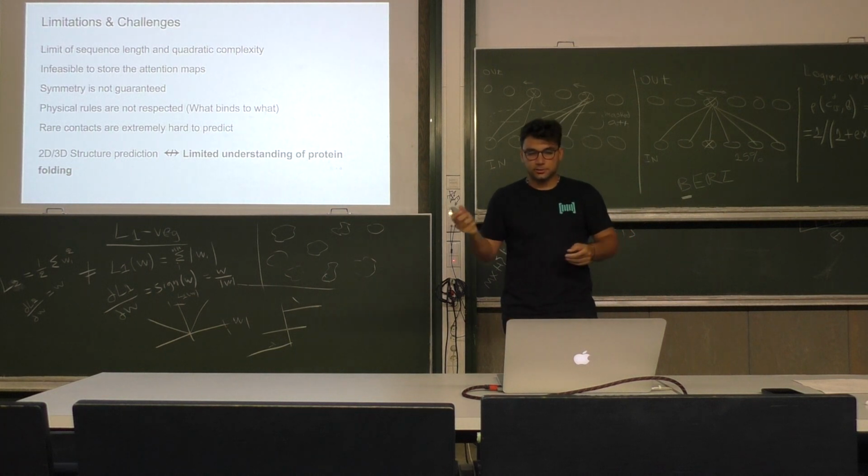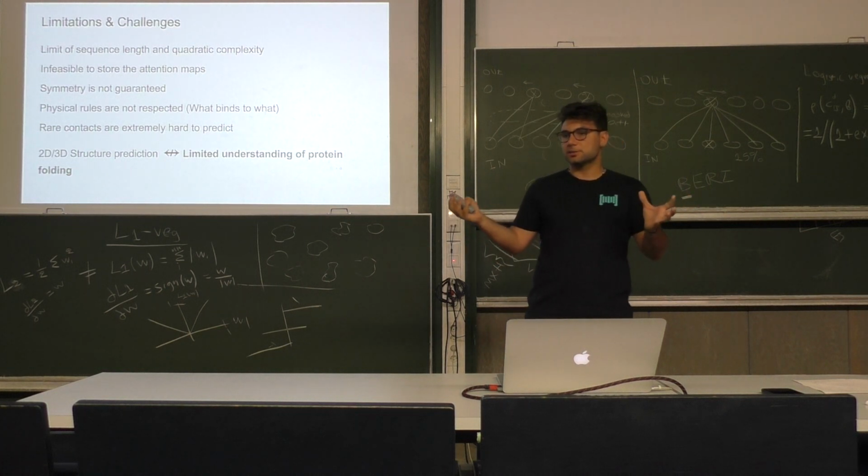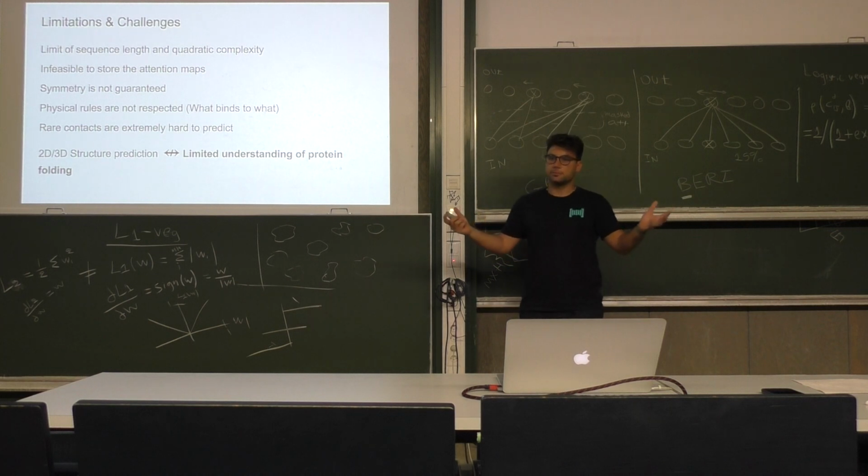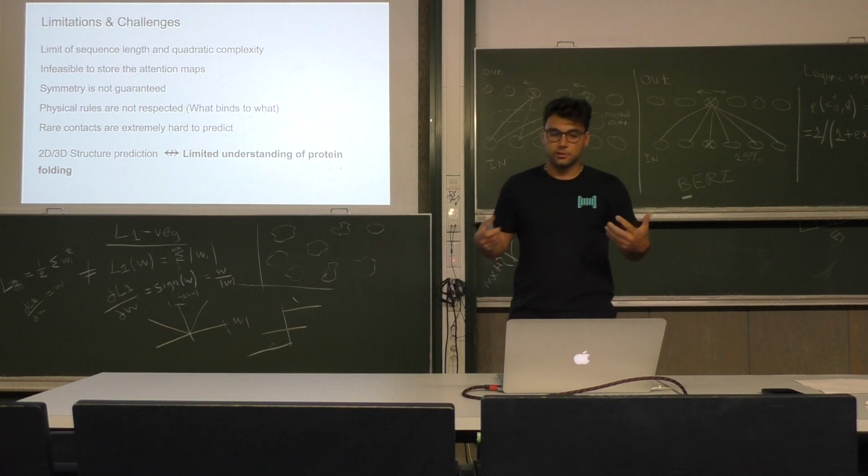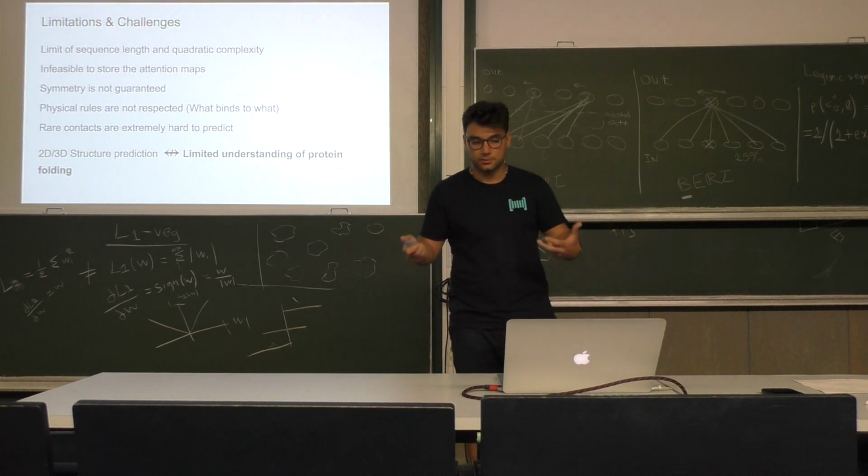And last but not least, the rare contacts. Even on billion-scale amino acids, there are contacts and other things you will not really see very often, which are extremely hard to predict.